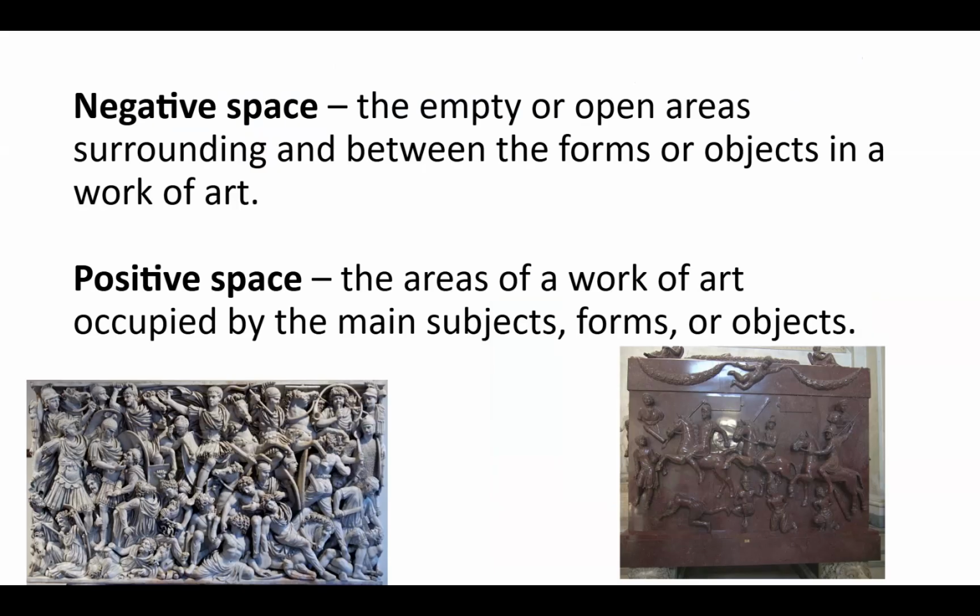We also have negative space. So this is the empty or open areas surrounding and between the forms or objects in a work of art versus positive, which are the areas occupied by the main subject's forms or objects.